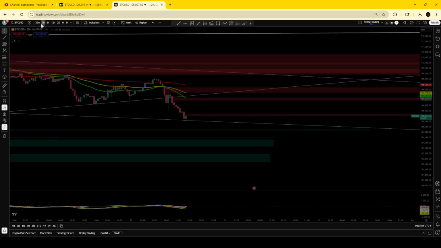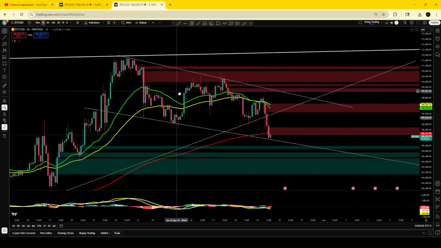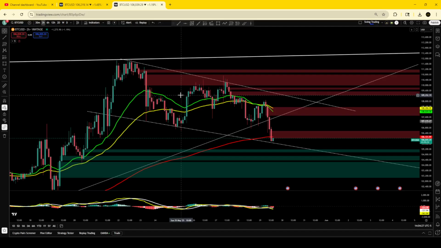And on a 30 minute, I rarely go on a 30 minute. Now, would I use the 30 minute during a bull run, like an active bull run? Maybe, maybe not. I was just thinking that I could enter at a better price for a breakout on a 30 minute, but I don't know.